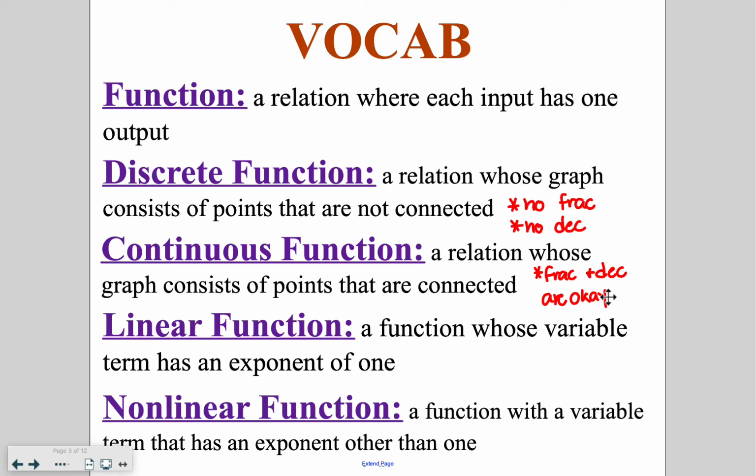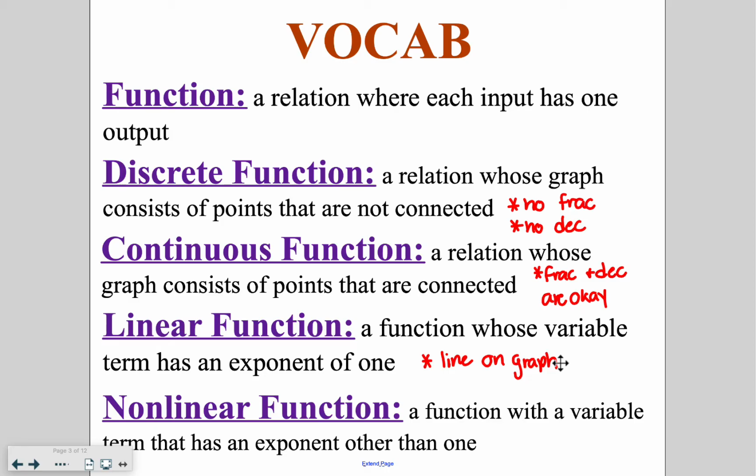Then we have the other 2 pieces, which is linear versus nonlinear. A linear function is a function where all of the variables have an exponent of 1. We talked about that a little bit in our last lesson. But when you are looking at a linear function, it is going to form a line on the graph. So a straight line, whether it is a diagonal or a vertical or a horizontal line, it is going to be a straight line on the graph.